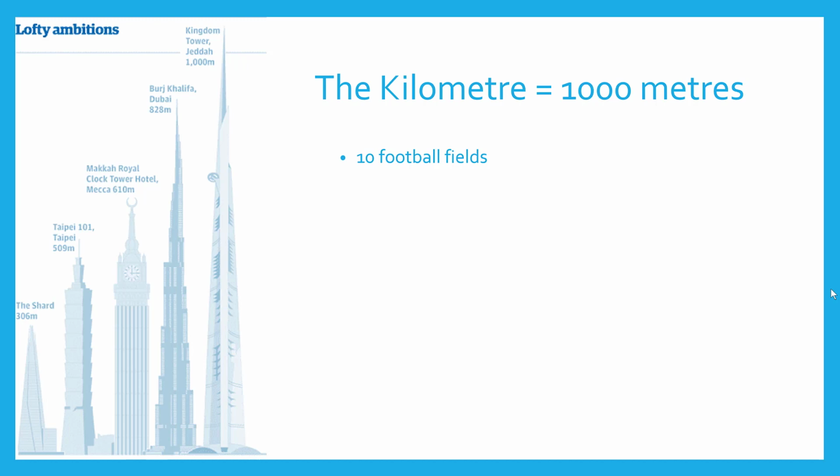On the side here, you guys can see there's an example of different buildings, and they use meters as well as kilometers. So what they have here is that the Shard, which is owned by somebody from Qatar, it's in London, is 306 meters. Okay, and then we have the Mecca clock tower, which is 610 meters, which is 0.61 kilometers.